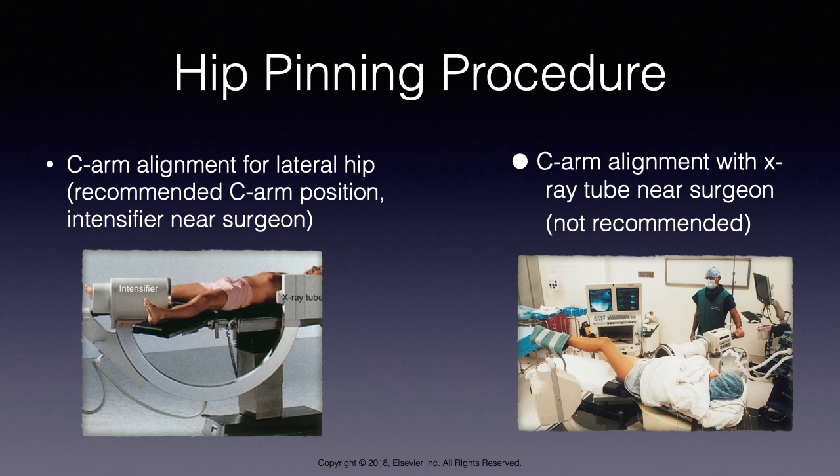The image on the left, the C-arm alignment for lateral hip, recommended C-arm position for intensifier near the surgeon. On the right, the C-arm alignment with the X-ray tube near the surgeon is not recommended. This is due to the amount of radiation that the surgeon would get.